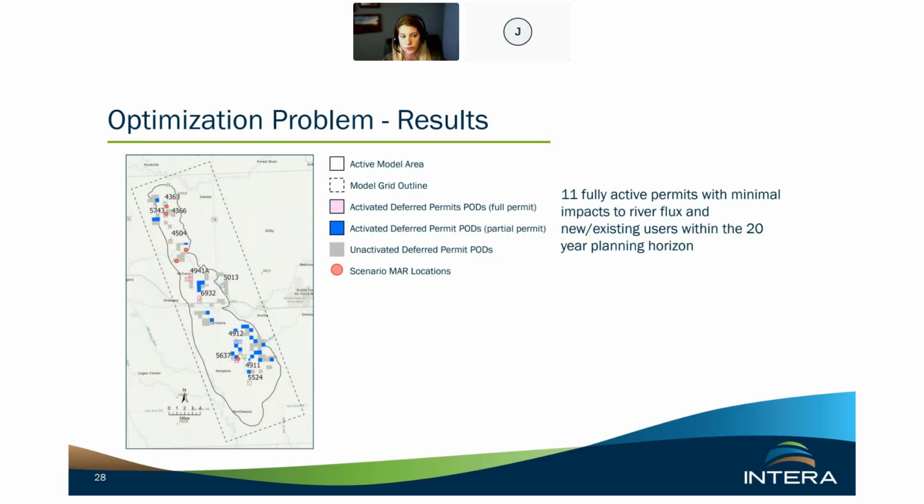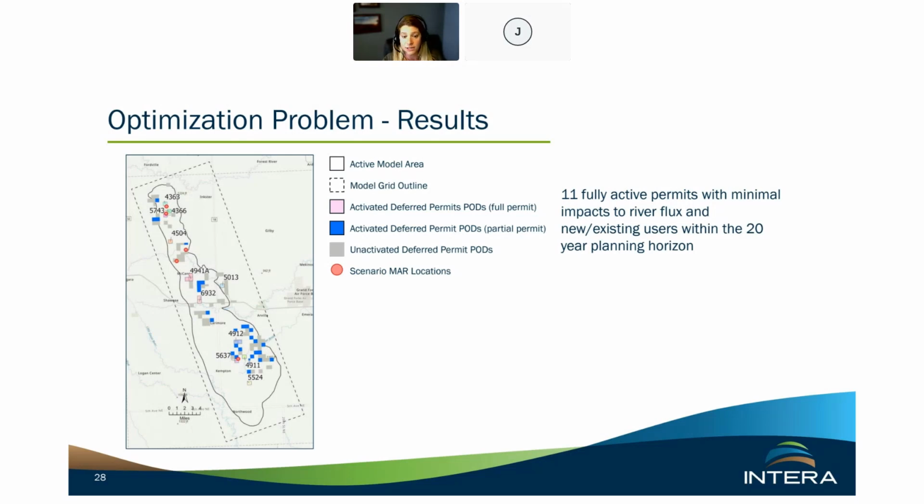So this is what those results end up looking like. So again, same plot. We've got blue represents that partial activation, gray is inactive, and then anything not blue or gray is a fully active permit. And now those red circles are representing these optimal MAR locations for this scenario. And so we have 11 fully active permits, essentially with no AFR triggering across that entire 20-year planning horizon and minimal impacts to the river flux.